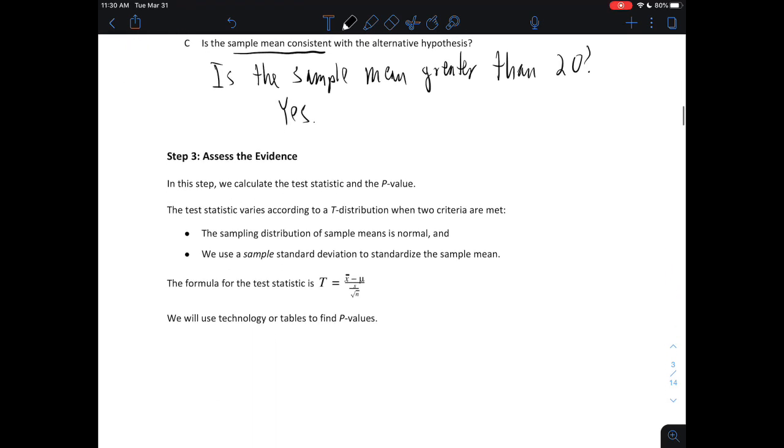Step 3, assess the evidence. In this step, we calculate the test statistic and the p-value. The test statistic varies according to a t-distribution when 2 criteria are met. First, the sampling distribution of sample means is normal, and we use a sample standard deviation to standardize the sample mean. The formula for the test statistic is the same as what we've seen before. Capital T equal to x bar minus mu divided by the fraction s over the square root of n. We will use technology or tables to find p-values. As before, we are going to use the TI-84.